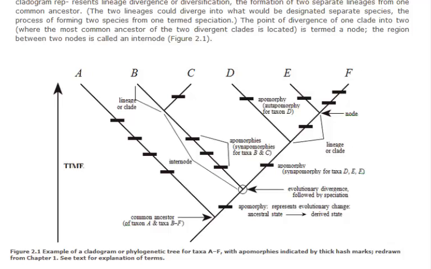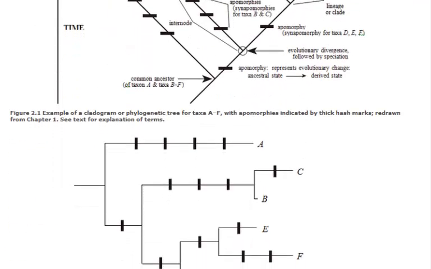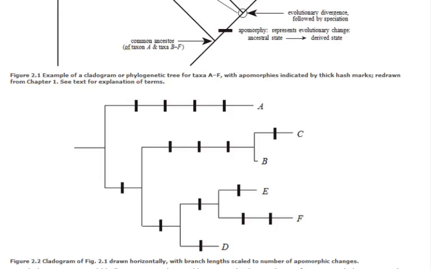Figure 2.1. Example of a cladogram or phylogenetic tree for taxa A to F, with apomorphies indicated by thick hash marks, redrawn from Chapter 1. See text for explanation of terms. Figure 2.2. Cladogram of Figure 2.1 drawn horizontally with branch length scaled to number of apomorphic changes.